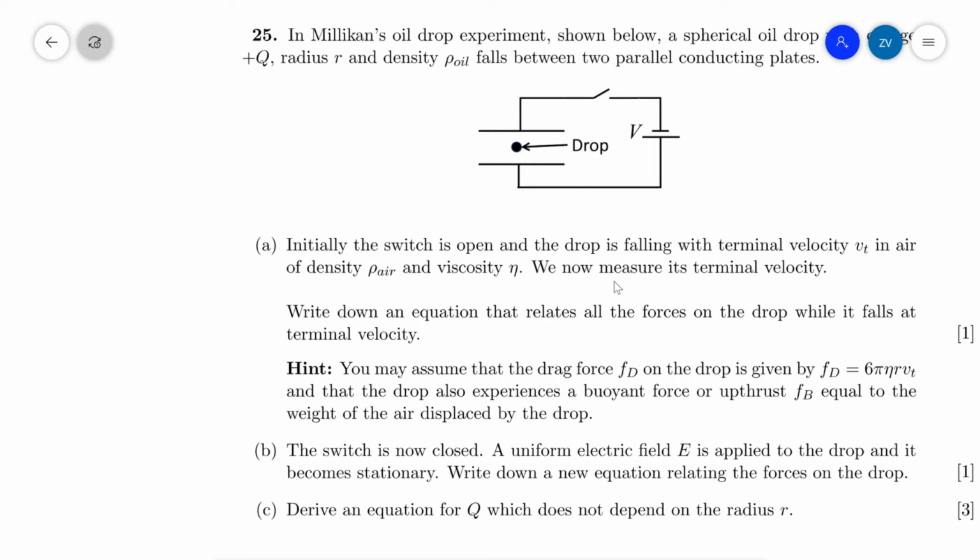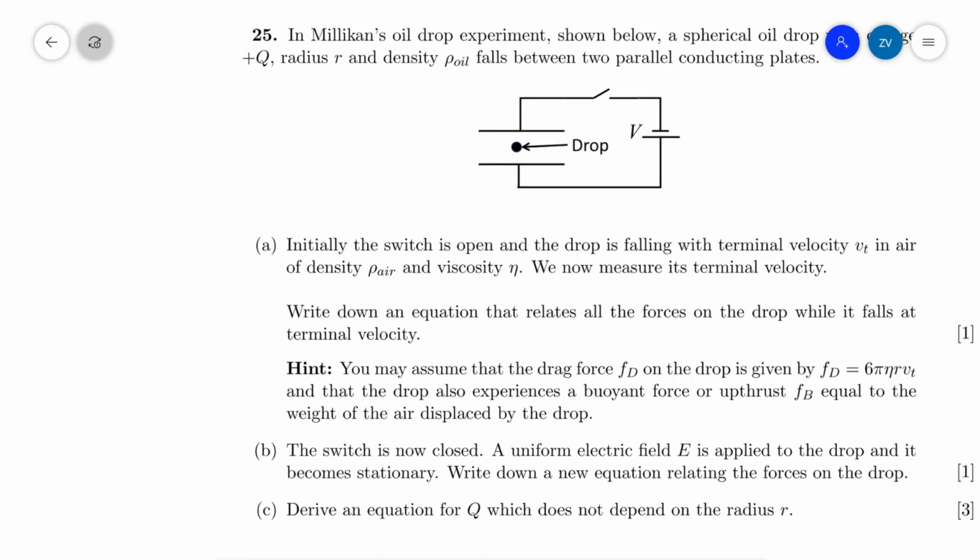So we now measure its terminal velocity. Write down an equation that relates all the forces on the drop while it falls at terminal velocity. And we're given a hint that the drag force is given by the following expression, given the viscosity as well, and the drop experiences a buoyant force of upthrust Fb equal to the weight of the air displaced by the drop.